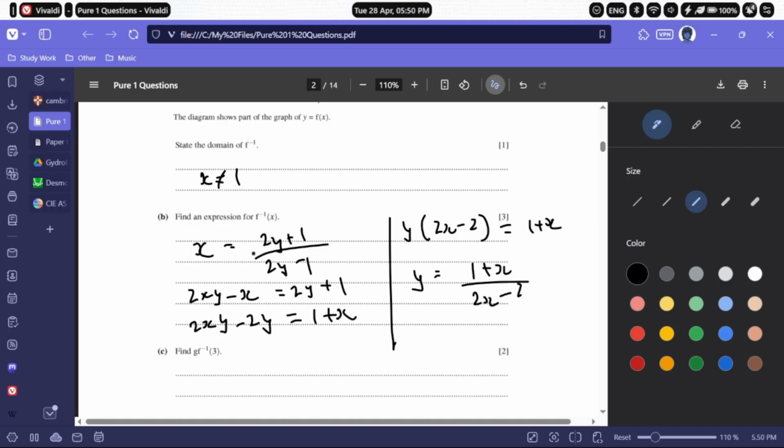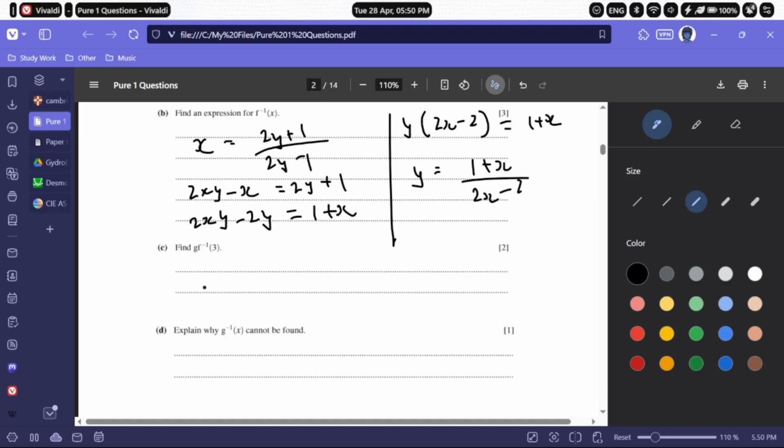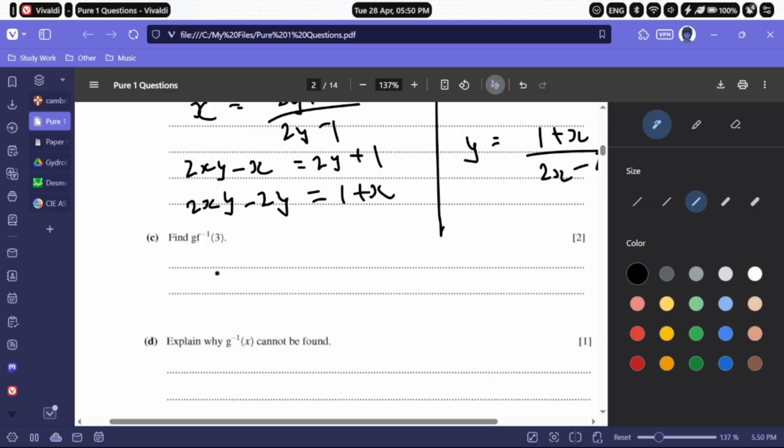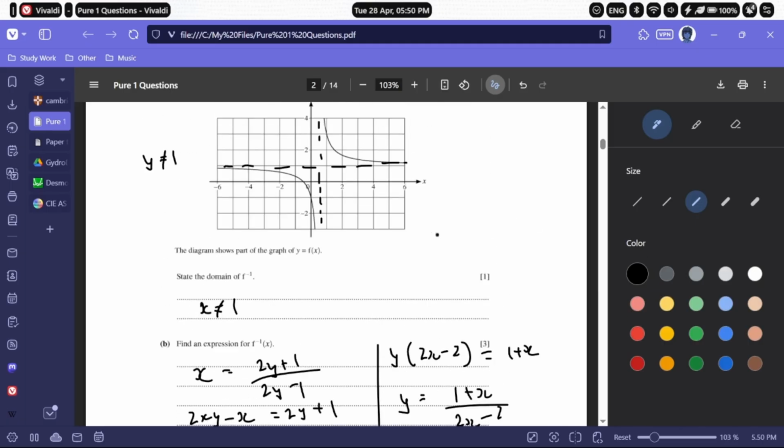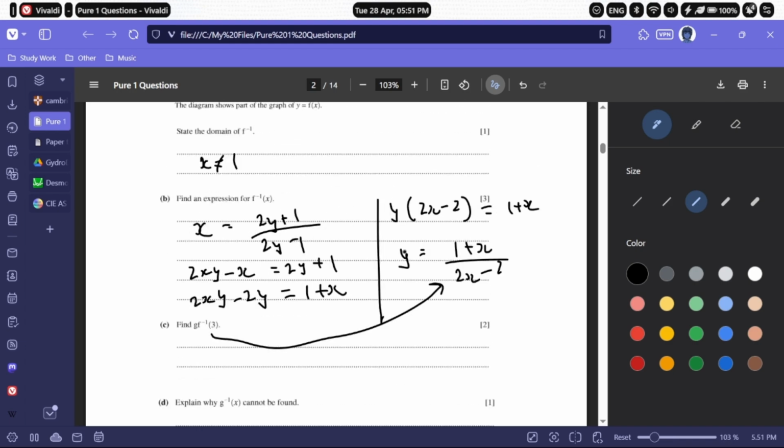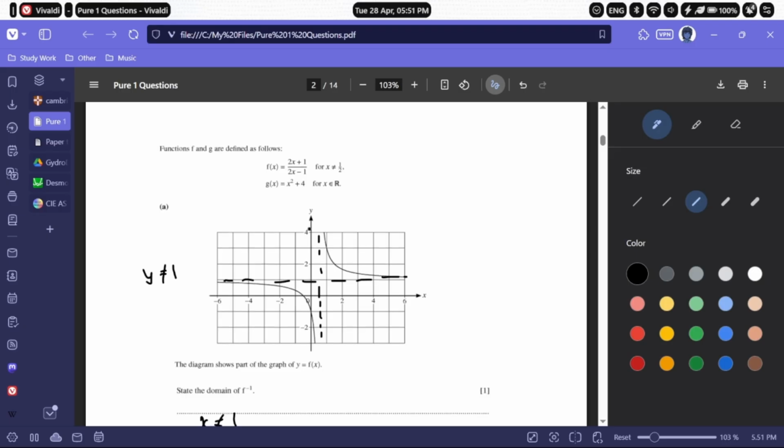Okay, moving on. Now you have to find g f inverse of 3. So you just use your calculator. You can input 3 directly into this. Honestly, I think these questions are a bit easy, so I'll just skip that. But this is your f inverse function. So you'd input x into this first to get a value, and then you'd input that into g of x.